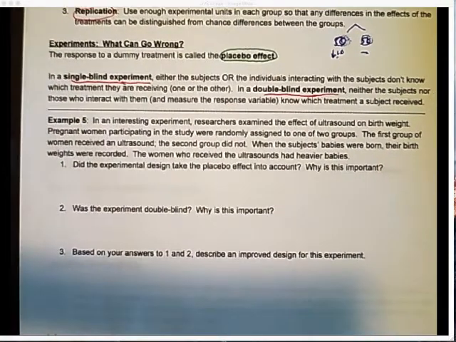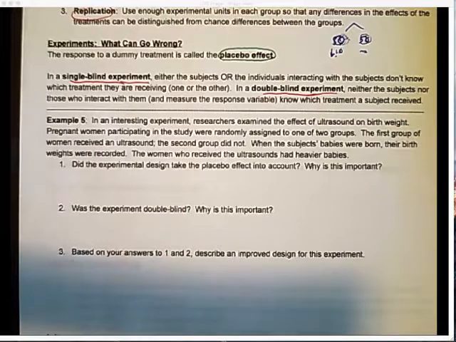So let's look at example 5. In an interesting experiment, researchers examined the effect of ultrasound on birth weight. Ultrasound is that gel that they put on women that are pregnant so they can see the baby. Pregnant women participating in the study were randomly assigned to one of two groups. The first group of women received an ultrasound, and the second group did not. When the subjects' babies were born, their birth weights were recorded. The women who received the ultrasound had heavier babies.